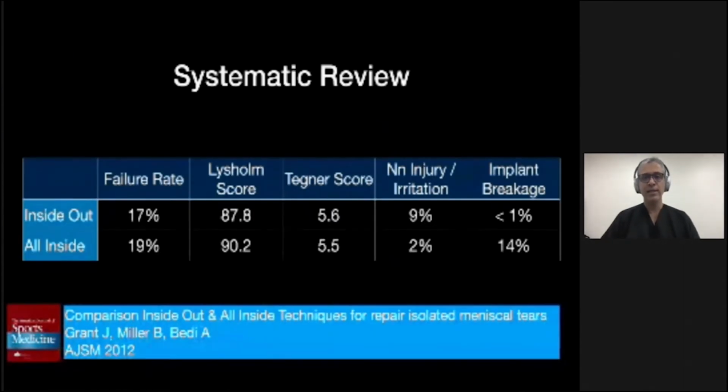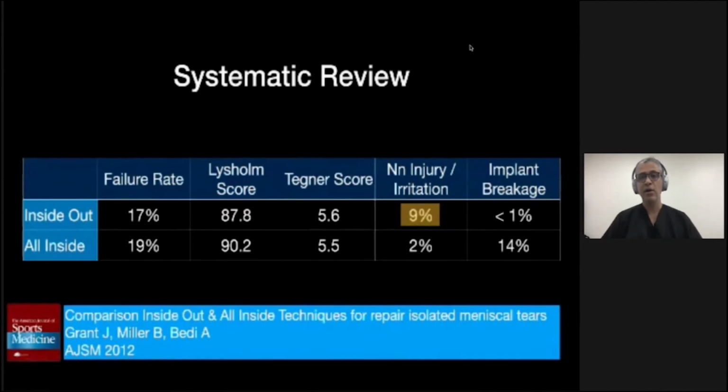How do these techniques compare? Well, if you look at a systematic review, you can see that though the inside out will have a slightly higher risk of nerve irritation, the all inside technique probably has a higher risk of implant breakage.